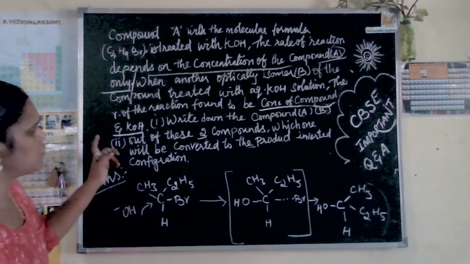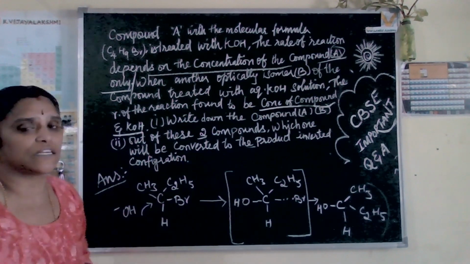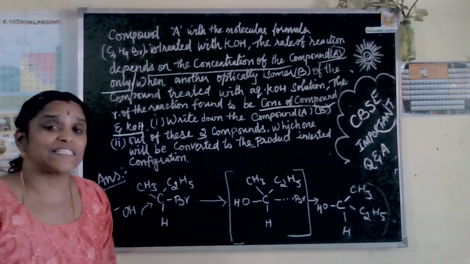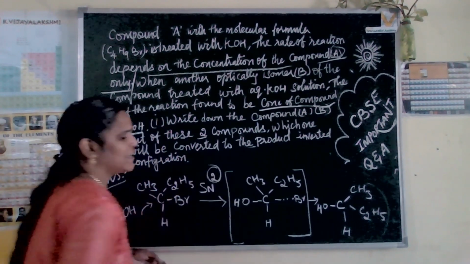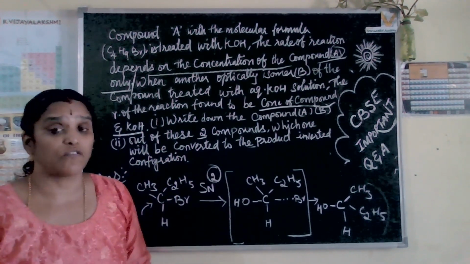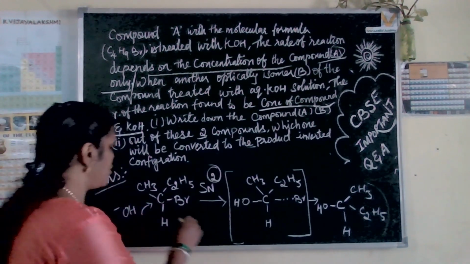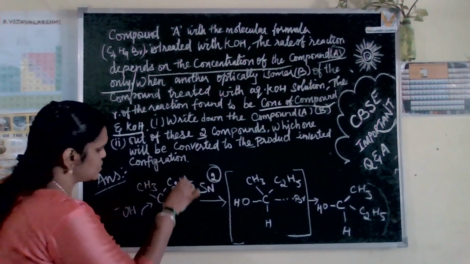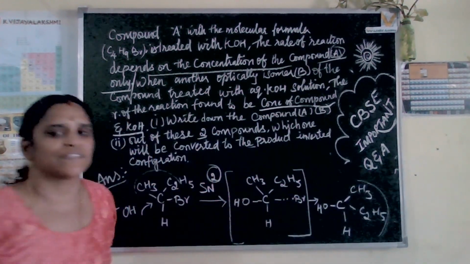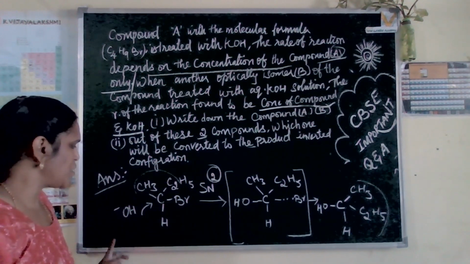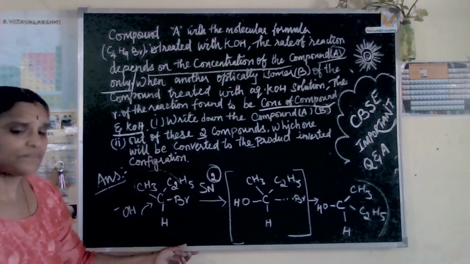And the next question: out of these two compounds, which one will get that inverted configuration? Of course, the SN2 mechanism. Yes, the SN2 mechanism gets that inversion of configuration, that is Walden inversion. Hope you're clear with this. See, now here CH3, C2H5, Br, just like that. Now the OH minus goes to the opposite side, because the OH minus ion is going to attack over here. Hope you're clear with it.